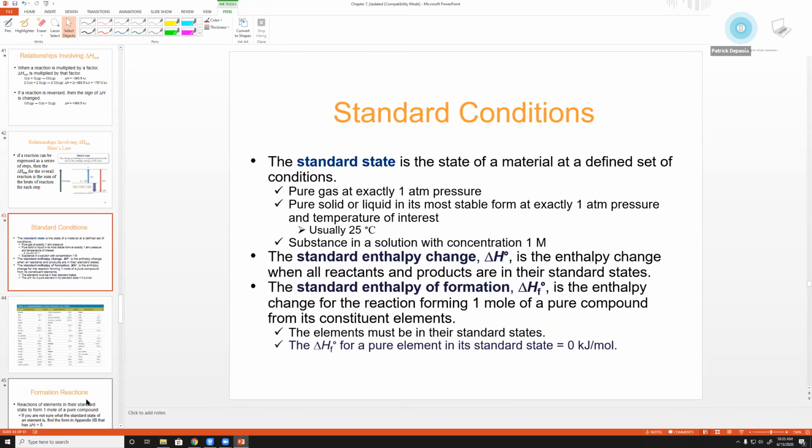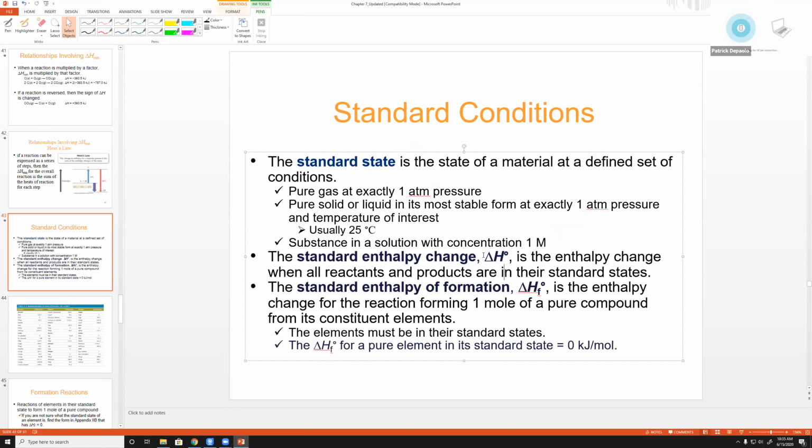Actually, no, sorry, this is important. There's a bunch of different things. Standard state is when you have 1 atm and 25 Celsius, kind of like STP, but STP is 0 Celsius. For standard state, for enthalpy, you have room temperature, which is 25 Celsius, 1 atm, and a substance with a concentration of 1 molar, but that doesn't really matter right now.